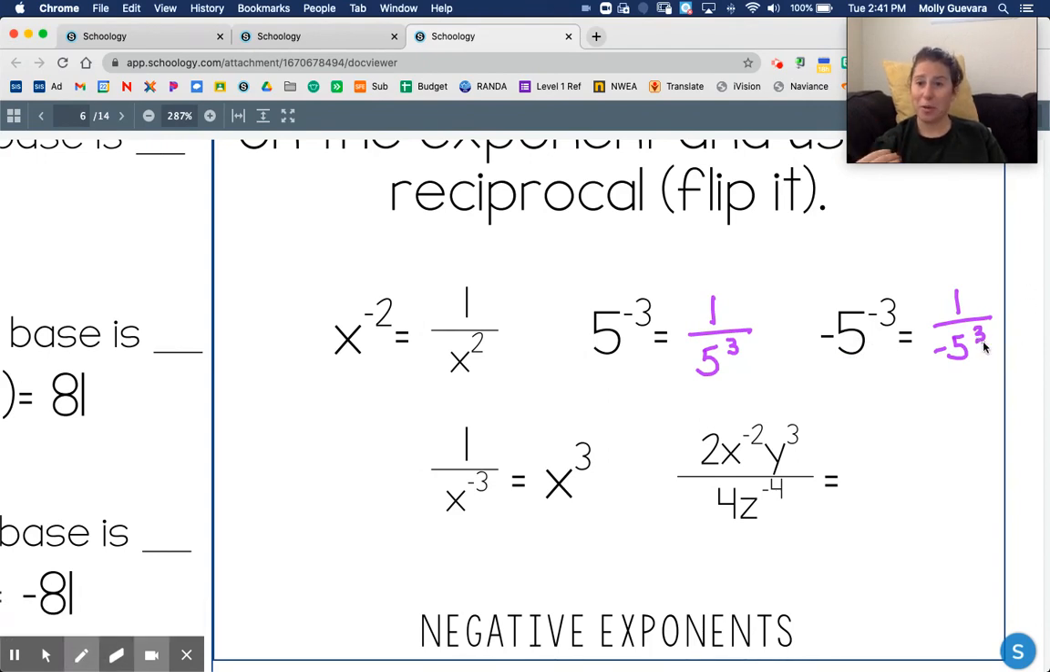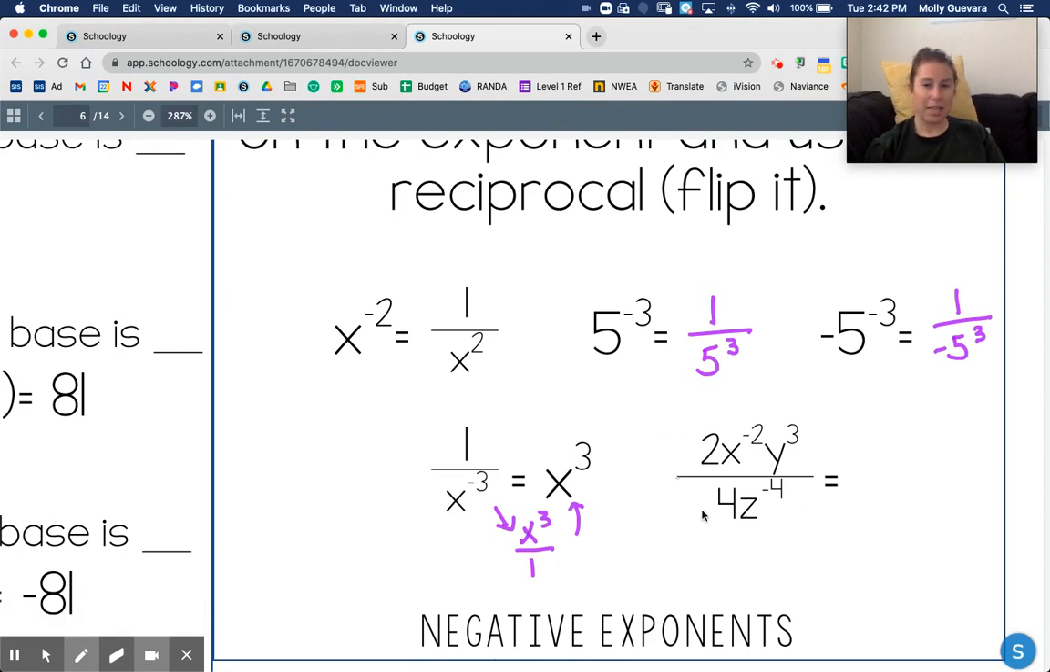Now, if the exponent is already on the bottom like this, then I still just take the reciprocal. So this in-between step is I take the reciprocal, so it becomes x to the positive third over 1, which is just x to the third. So that's just the in-between step. If it's on the top, you move it to the bottom and it becomes positive. If it's on the bottom, you move it to the top and it becomes positive. So you're just changing the side on which the exponent is.